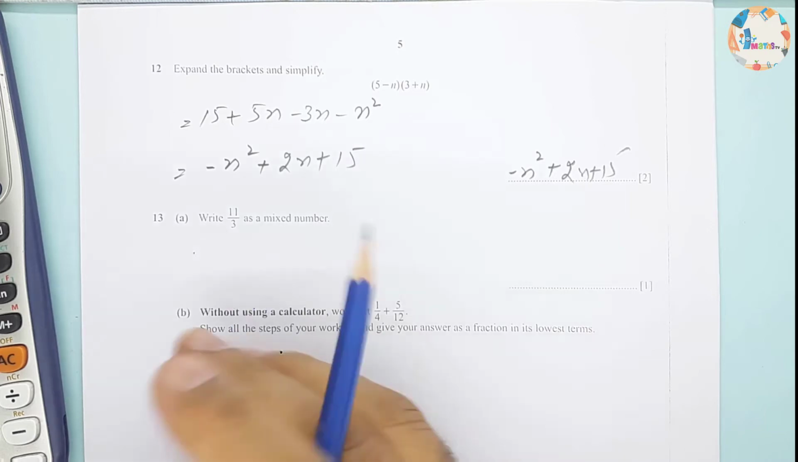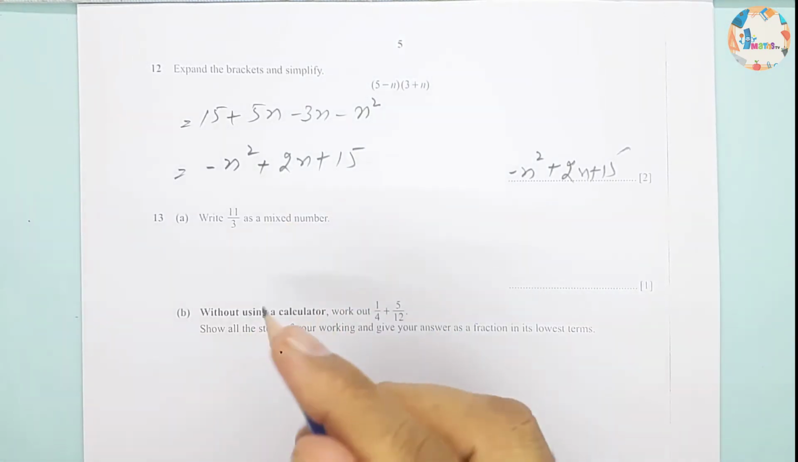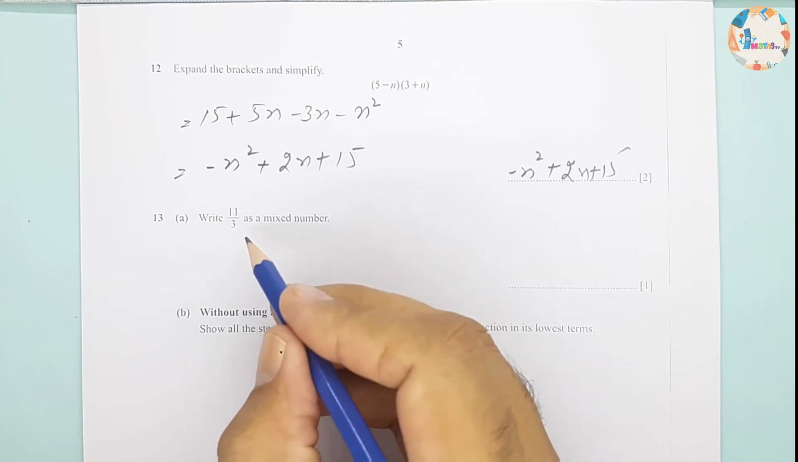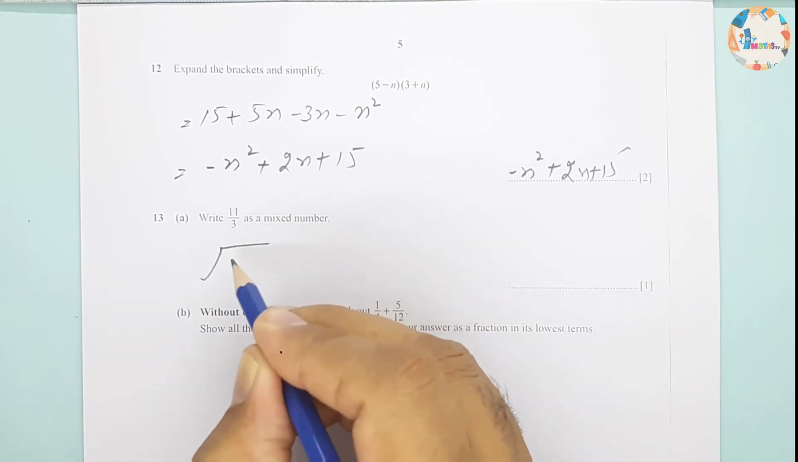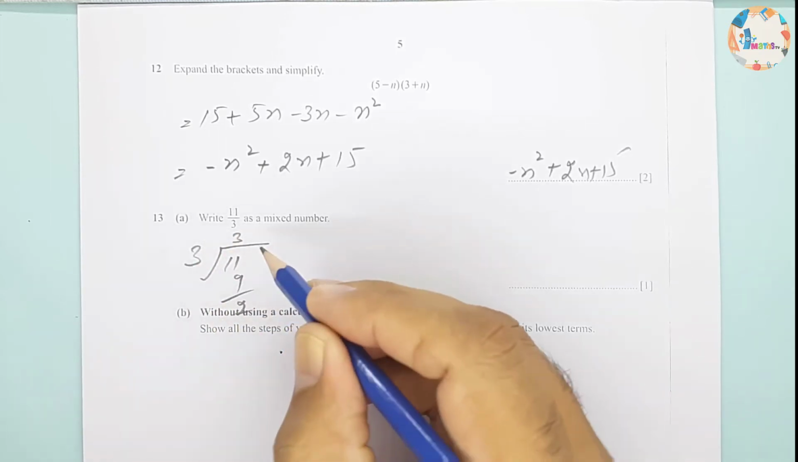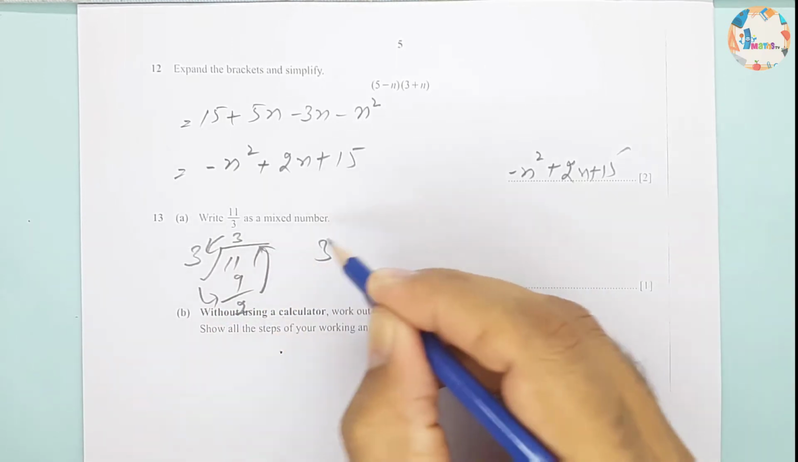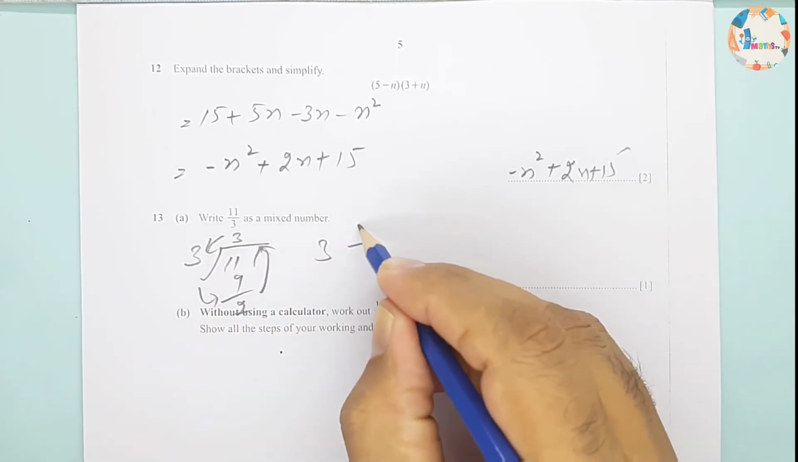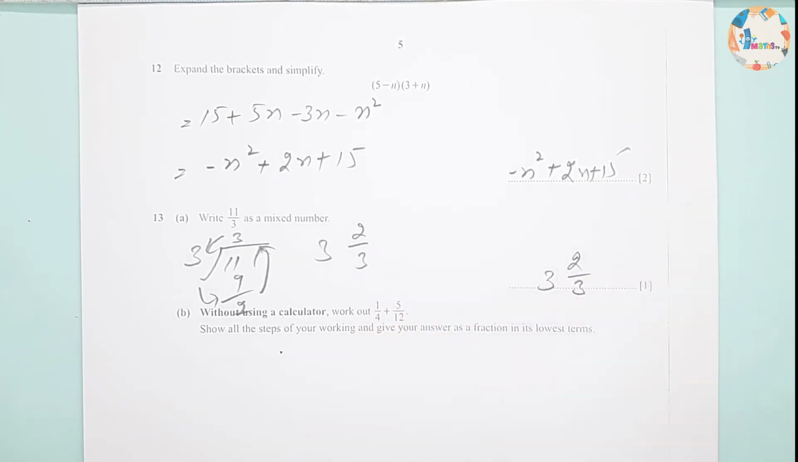And then question number 13. Write 11 by 3 as a mixed number. So for mixed number, we can divide this, for example 11 divided by 3, 3 3s are 9, so 2 remainder, and we will get 3 whole 2 by 3. So the answer will be 3 whole 2 by 3. This will be in the form of a mixed fraction.